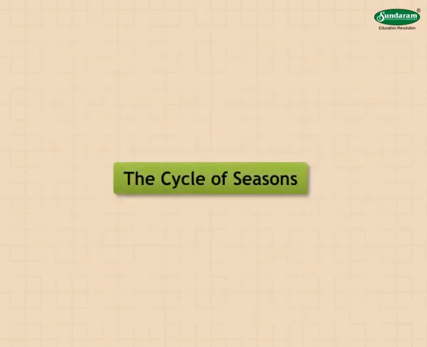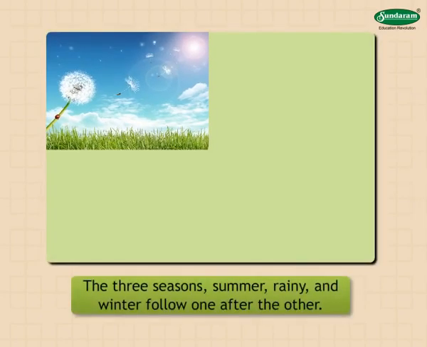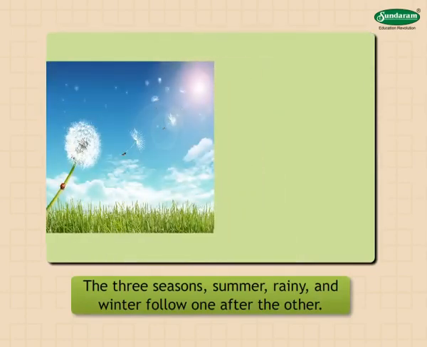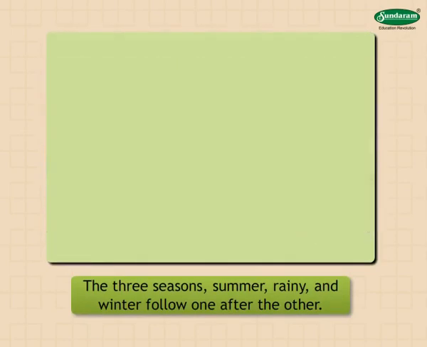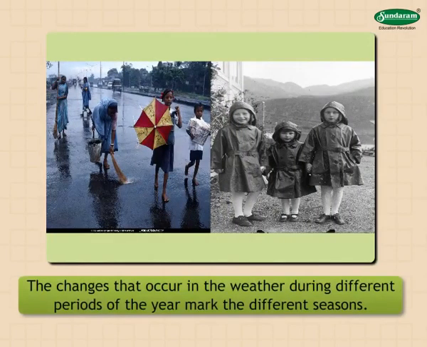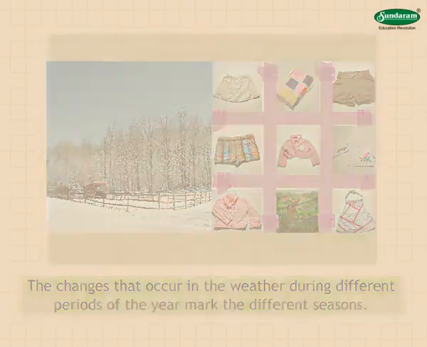The cycle of seasons. The three seasons, summer, rainy, and winter, follow one after the other. We observe this year after year. Our clothing and food keep changing according to the seasons. The changes that occur in the weather during different periods of the year mark the different seasons.